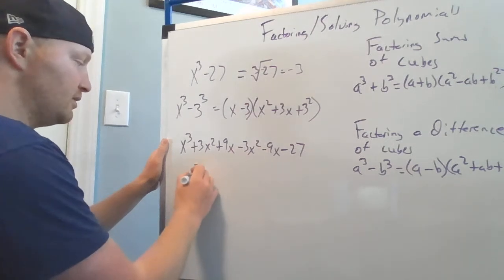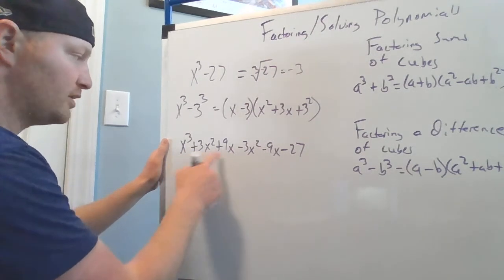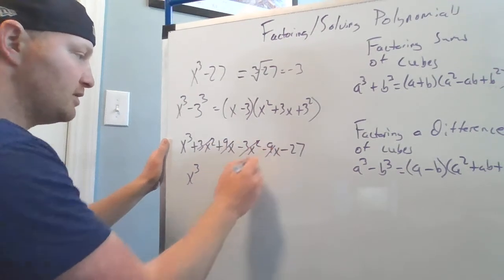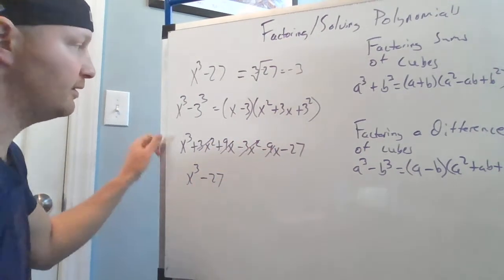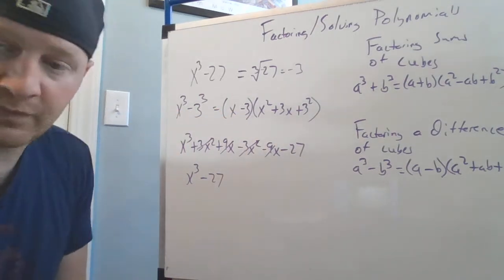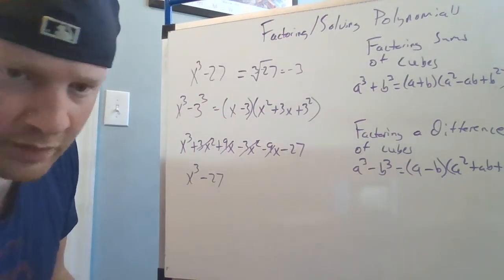So this cancels. X to the third, positive 3x squared, negative 3x squared, cancels. Positive, negative, cancels, and I'm left with negative 27. I have successfully factored this as such, okay? I will do one more and then we're done.